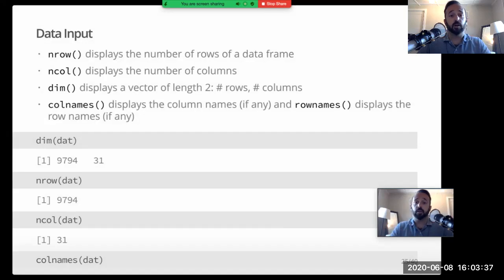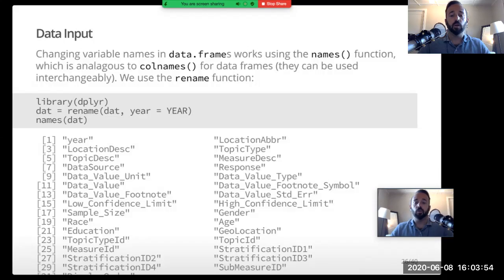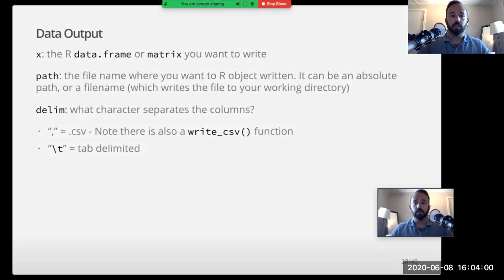So lastly, a couple things about the data. nrow displays the number of rows of a data frame, and ncol the number of columns. dim gives you the number of rows and the number of columns back. It's a length two vector. colnames displays the column names. rownames displays the row names. So I'm going to stop here, and then I'm going to jump into the rename functions of the data.